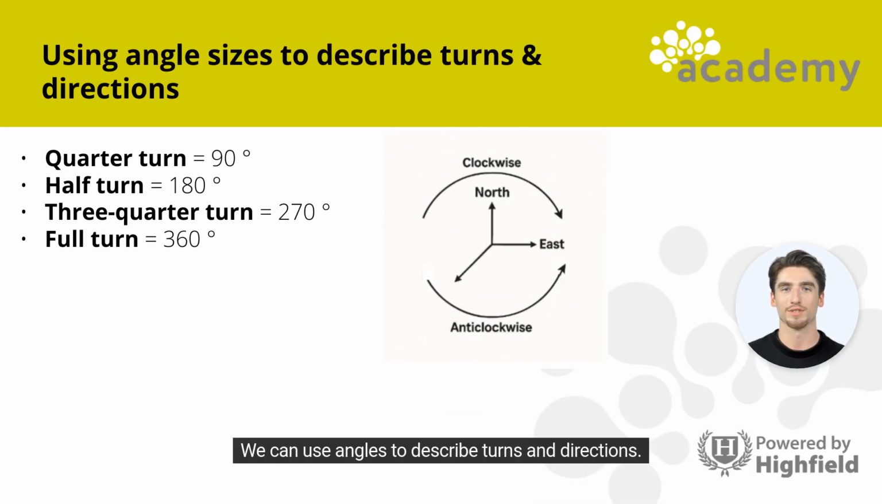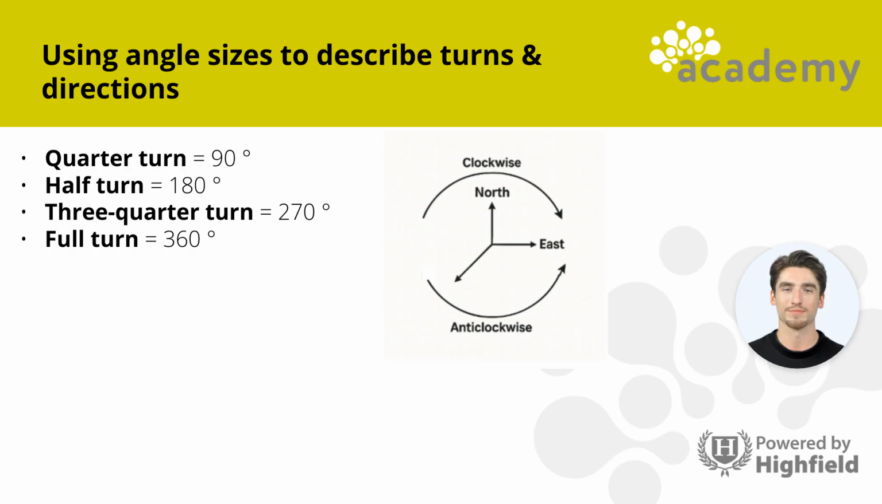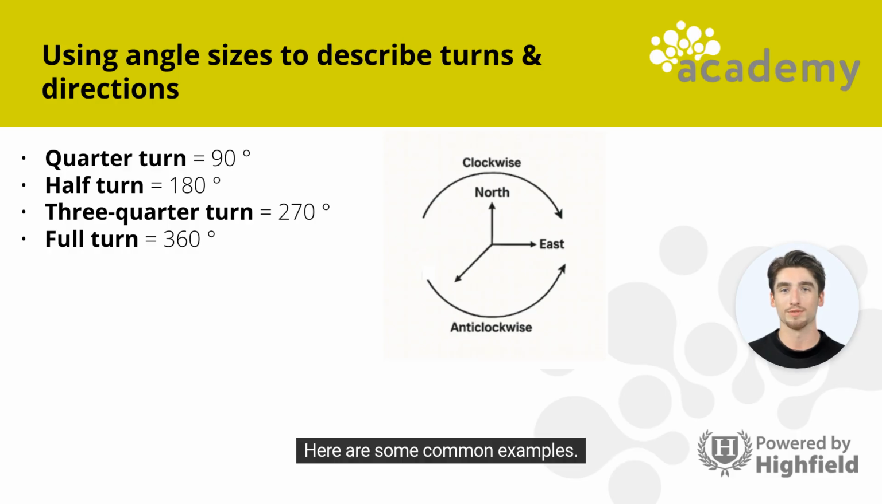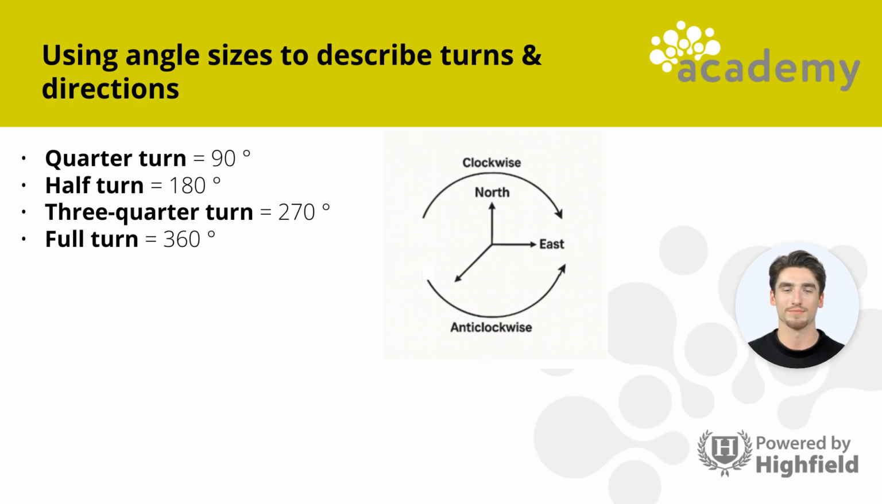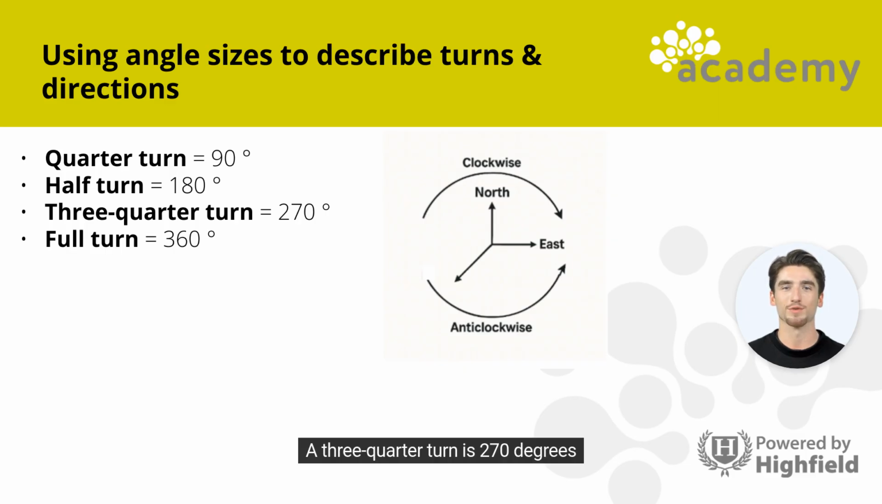We can use angles to describe turns and directions. Here are some common examples. A quarter turn is 90 degrees. A half turn is 180 degrees. A three-quarter turn is 270 degrees. A full turn is 360 degrees.